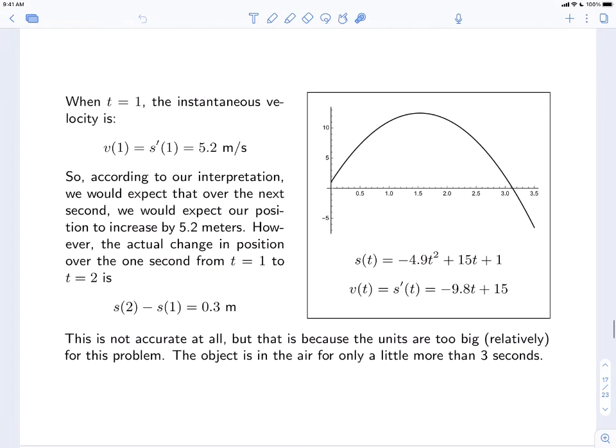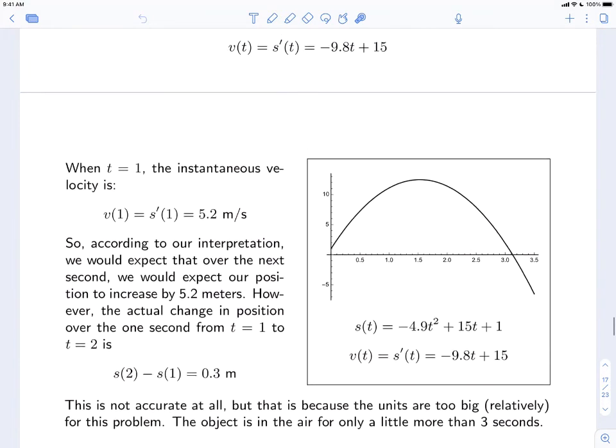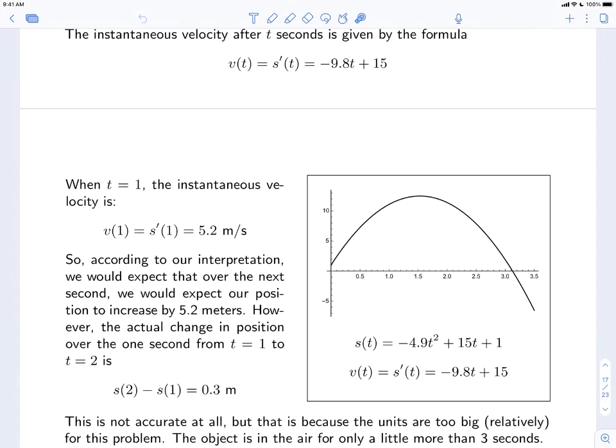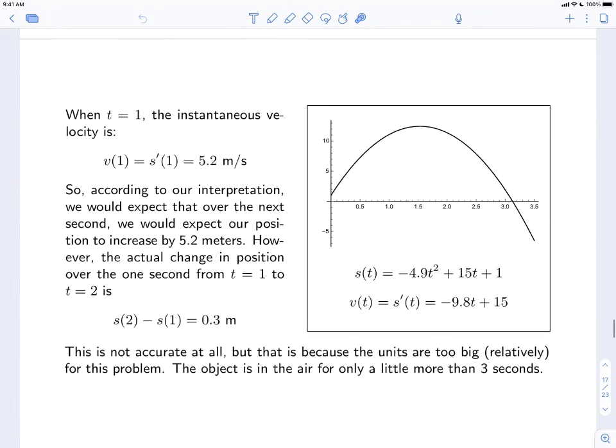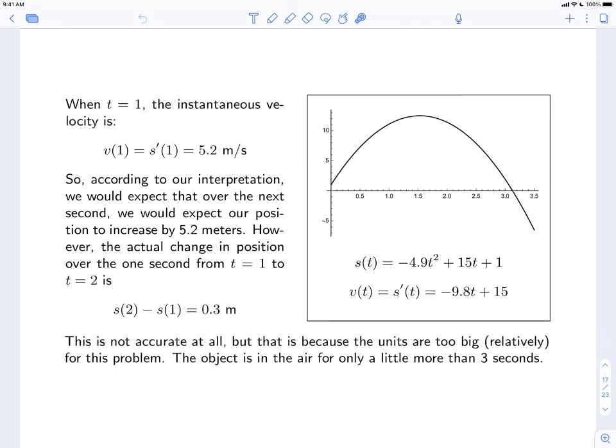When t equals 1, the instantaneous velocity is v(1) = s'(1) = 5.2. This is a velocity, so it's meters per second. If we go back to our formula, we just plug in t equals 1, and minus 9.8 plus 15 will give us 5.2. According to our interpretation, we would expect that over the next second, our position should increase by approximately 5.2 meters.